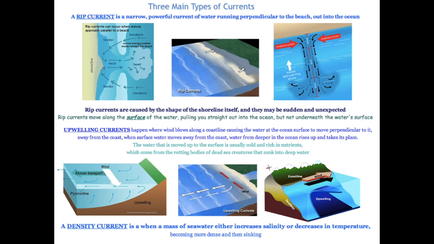So a density current, this is something you need to know. There's two factors here: salinity and temperature. Salinity is how much salt is in the water, and then we have temperature. Okay, warm water is going to rise, just like warm air will rise. Cold water is more dense; it will sink. Okay, so with temperature, if something is cold, it's very constricted, very dense. It will sink. Warm water will then rise. It is less dense. It will rise.